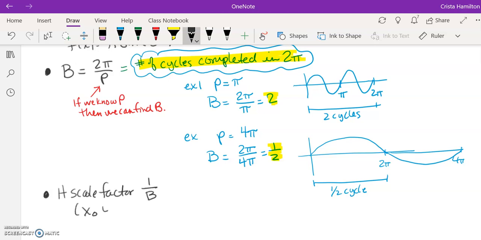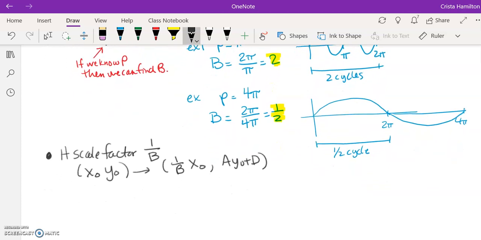And in your anchor point rule, x old, y old, you would do 1 over b times x old, and then your a y old plus d. Okay, so that tells us why we're doing the opposite in terms of transformation. If your b is greater than 1, let's do absolute value so we're not worrying about flips. If the absolute value of b is greater than 1, then that's a horizontal shrink. And if the absolute value of b is between 0 and 1, then that's a horizontal stretch. So that takes care of our transformation idea.